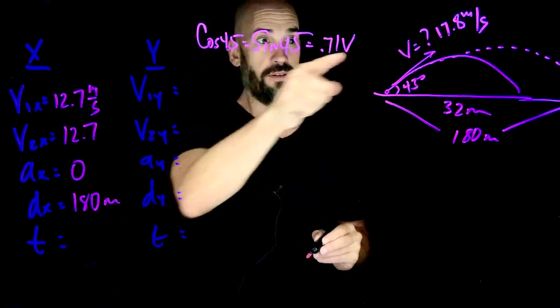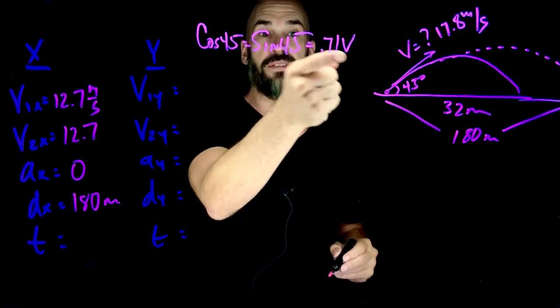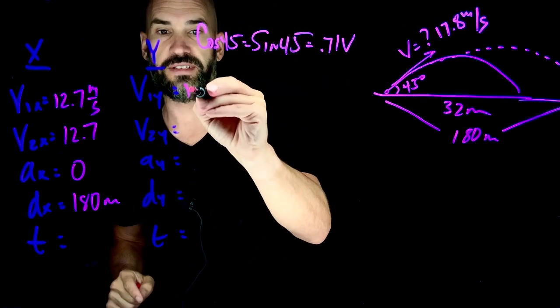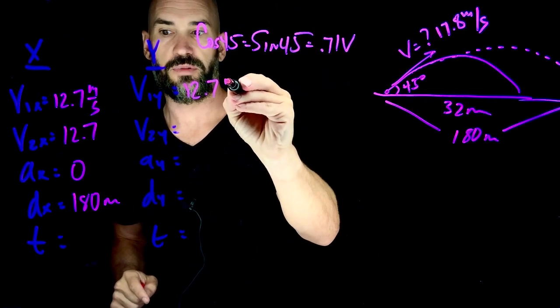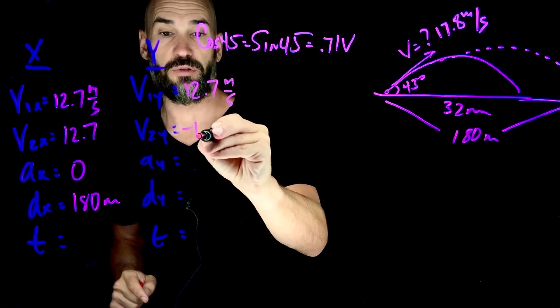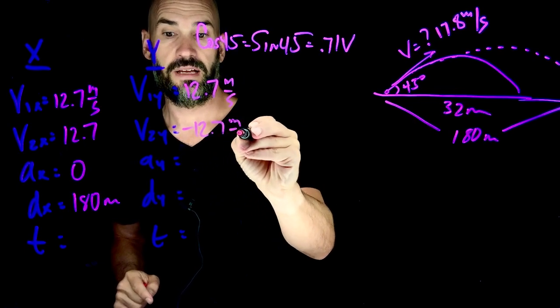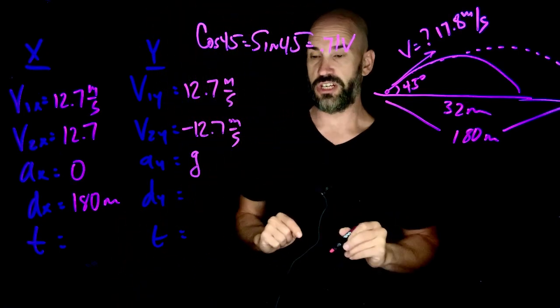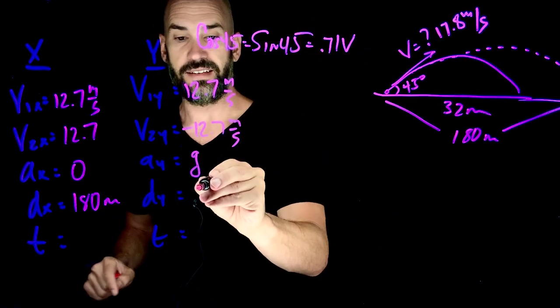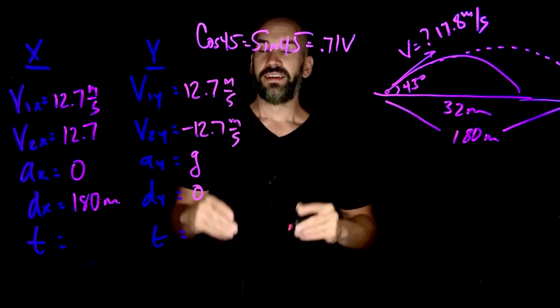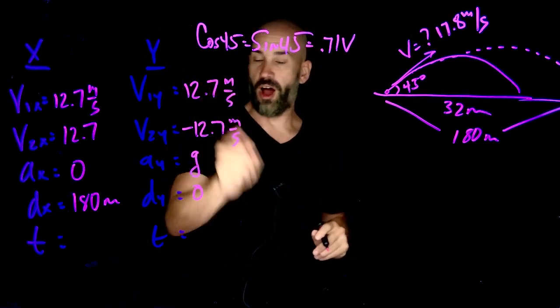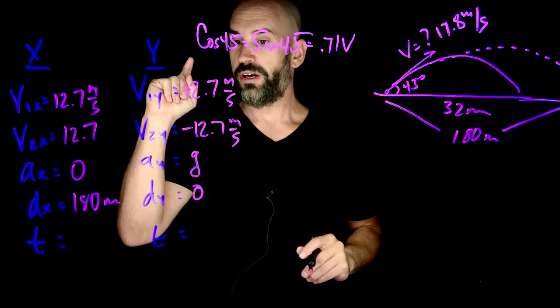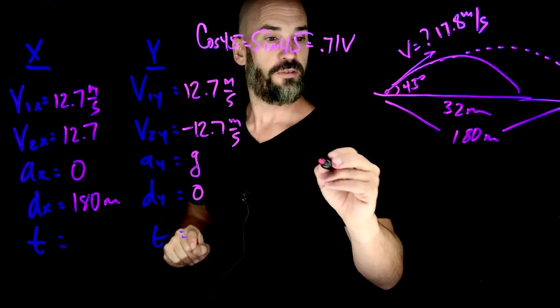v1y is going to be 17.8 sine of 45. Still the same thing, 12.7 meters per second, except this is going to be negative 12.7, right? We're looking for the Moon's gravity, so we'll call that just g. And the height, again, is 0. Okay, guys, no big surprise here. Let's do what we always do. We are going to find out our time first.